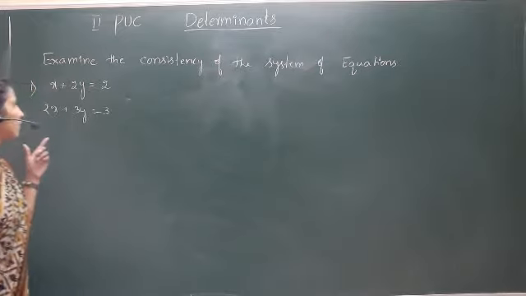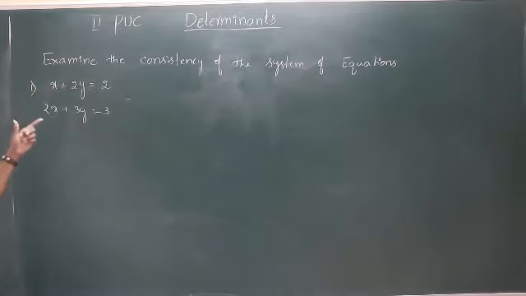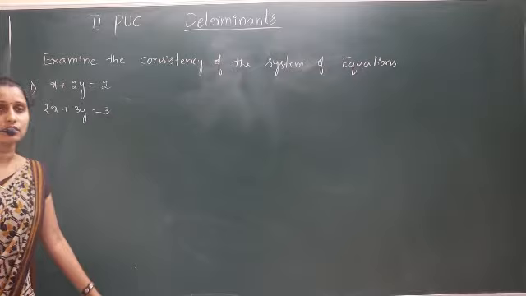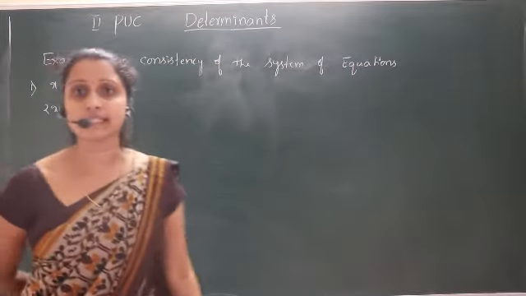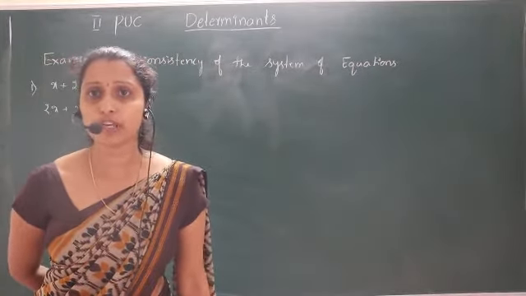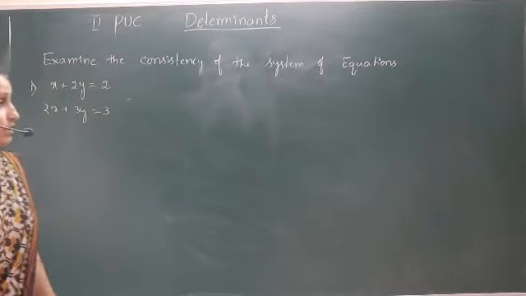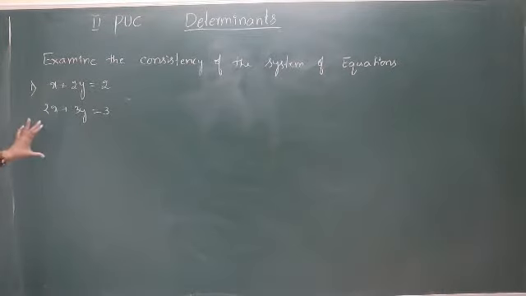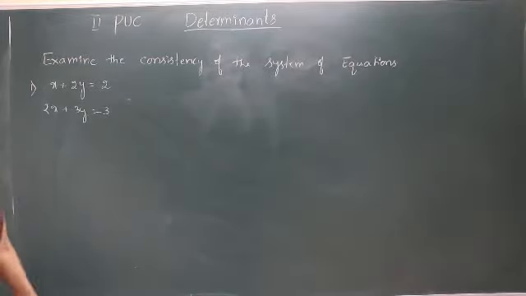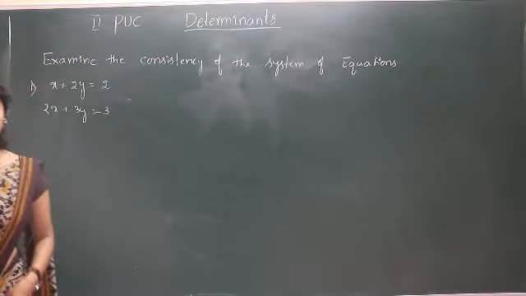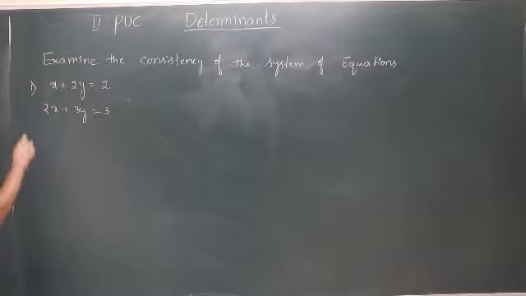The system of linear equations is x plus 2y is equal to 2 and 2x plus 3y is equal to 3. So this is the system. Now we have to check whether it is consistent or not. To check, first we have to write this system of equations as AX equals B. We have to represent it in that form.